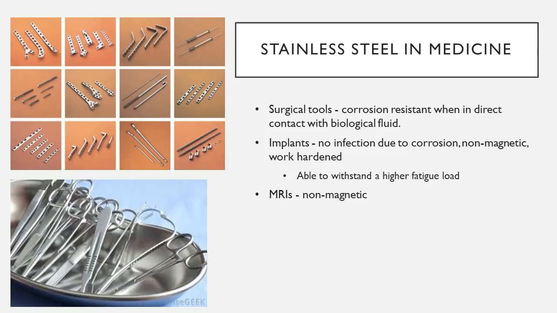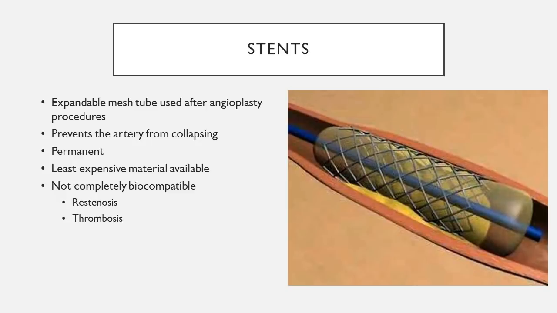And depending on the application, that can be a really desirable trait to have. I mentioned the history of stents, that in the 1980s, bare metal stents made out of stainless steel started becoming popular in use. And so let me first describe exactly what a stent is. Maybe I should have done this before. But they're really an expandable mesh tube that's used after an angioplasty procedure.